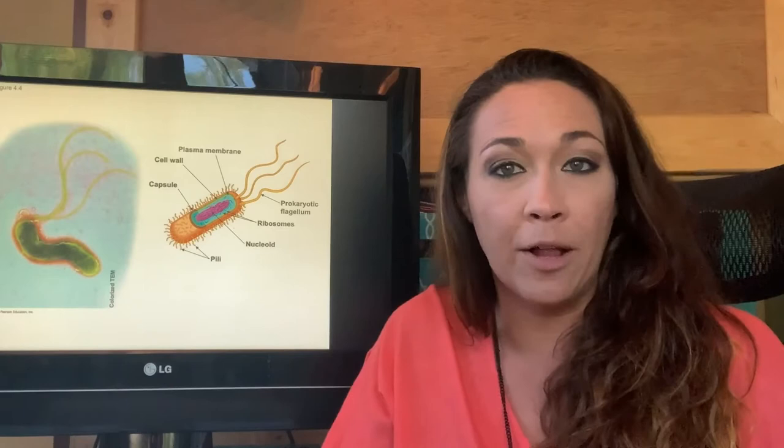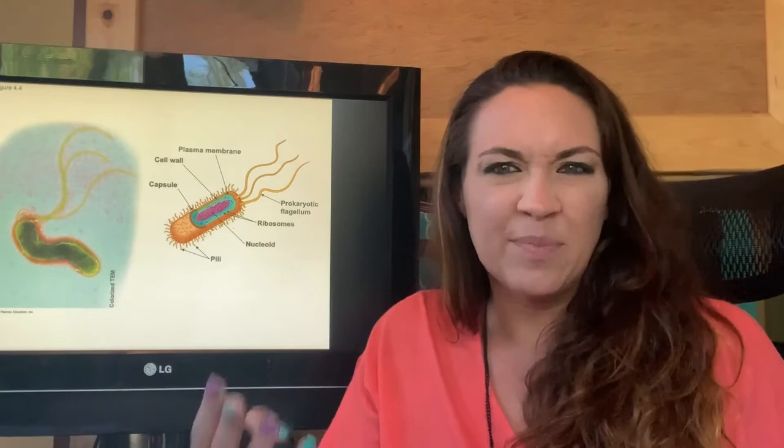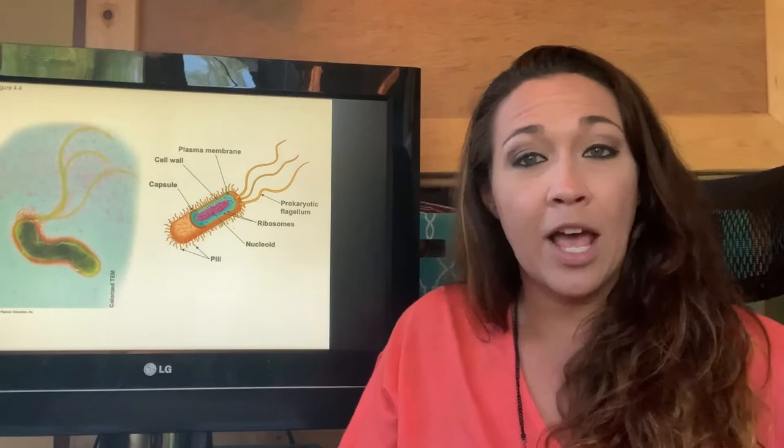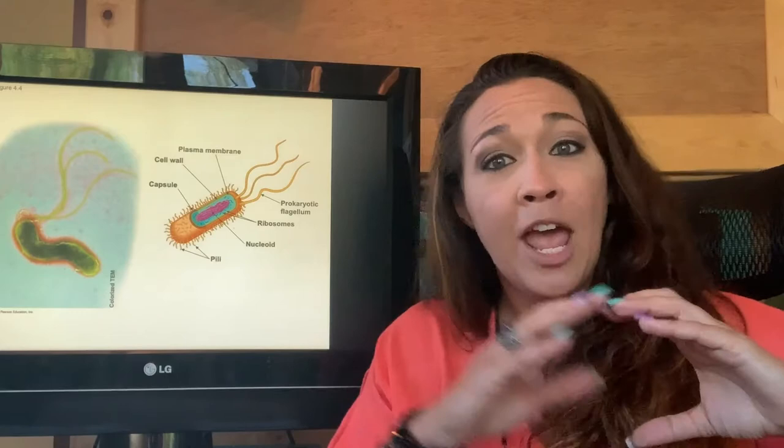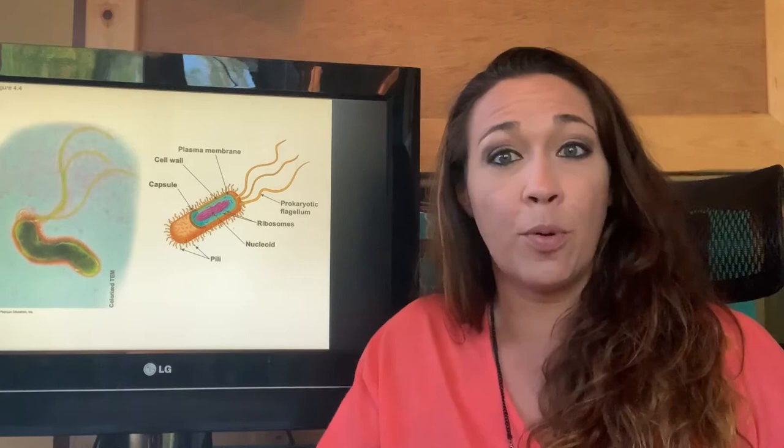The plasma membrane, sometimes also called the cell membrane, pretty much the same thing, is used to maintain what's inside the cell as well as keeping things out. So it's that protective barrier. We're keeping what we need in, and we're keeping what we need to stay out. Okay, so very important for all cells. So prokaryotic cells, plant cells, animal cells, they all have these plasma membranes.